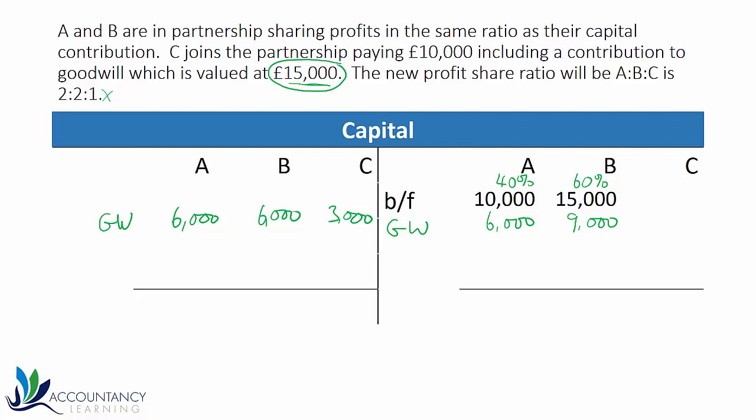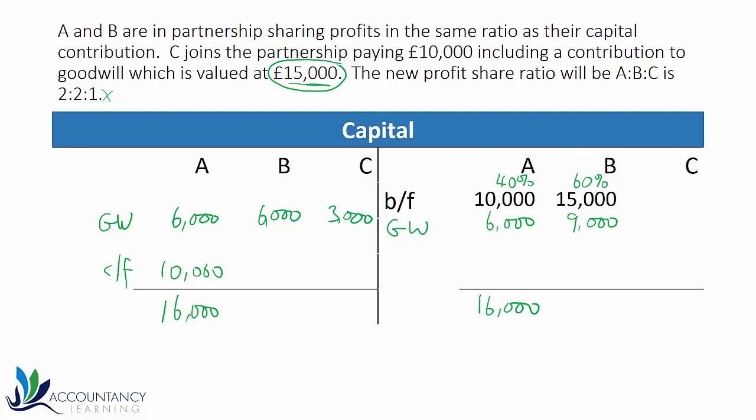So what we need to do next then is balance off our accounts. So we've got a total of 16,000 for partner A, and it needs to be balanced. So we've got 16,000 on the debit side as well. So we can work out then what our carried forward balances are going to be. So partner A has a carried forward capital balance of 10,000. So that's the same as the brought forward figure. So partner C coming into the partnership has had no impact on partner A. Everything's the same. We started off with 10,000 brought forward, and we've got 10,000 carried forward.